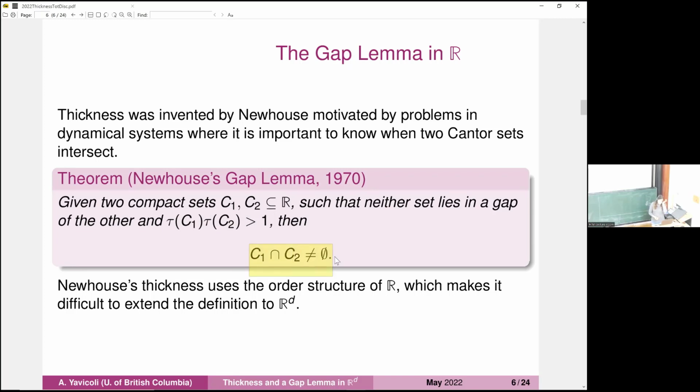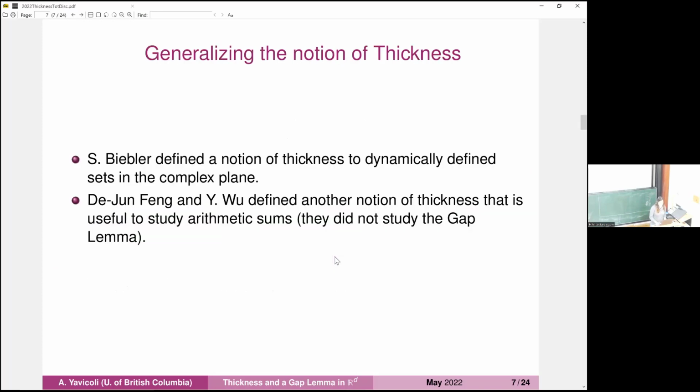And this proof uses a lot the order structure of the real line. So generalizing this to R^D is a priori not trivial at all. There were some attempts or some definitions of thickness in a more general context. Sébastien Biebler defined a notion of thickness for dynamically defined sets with IFSs in the complex plane. I'm going to compare his definition with mine later during the talk.